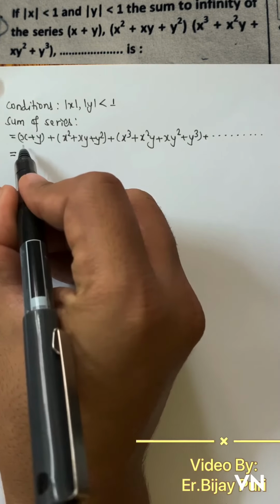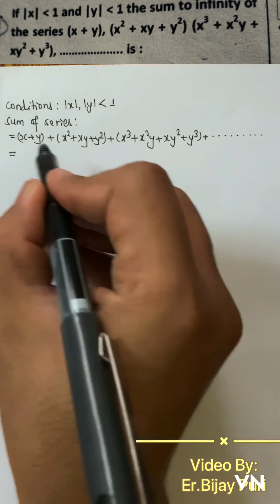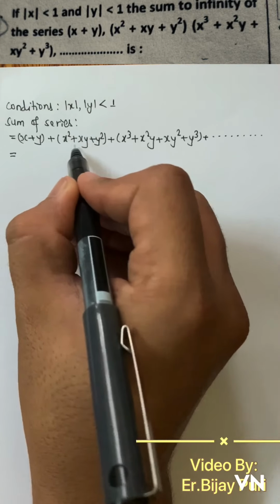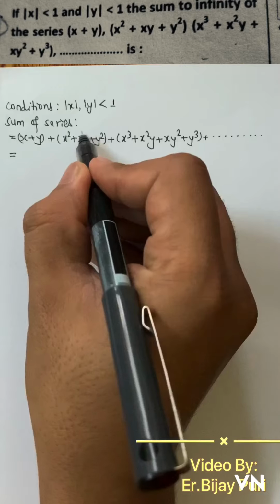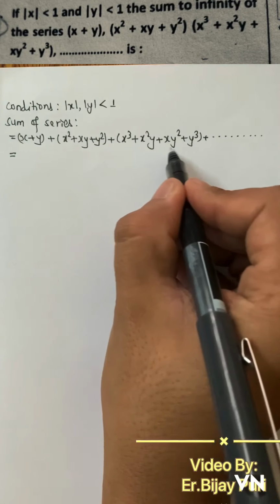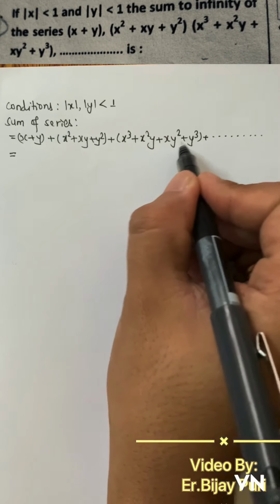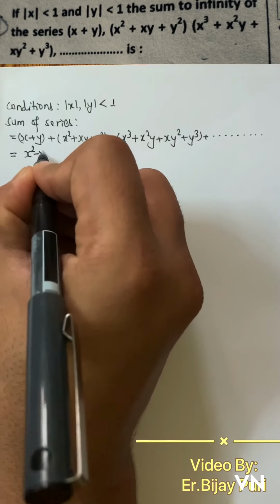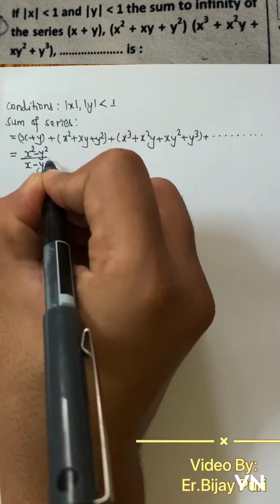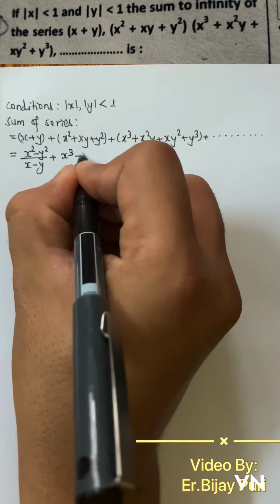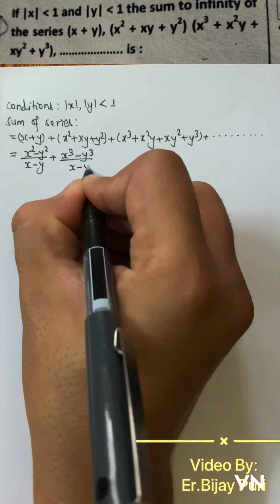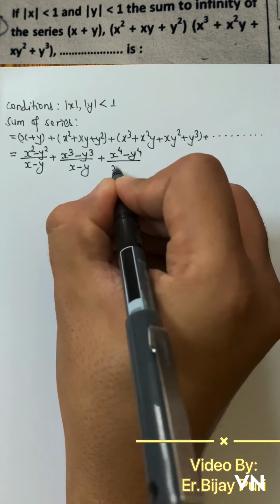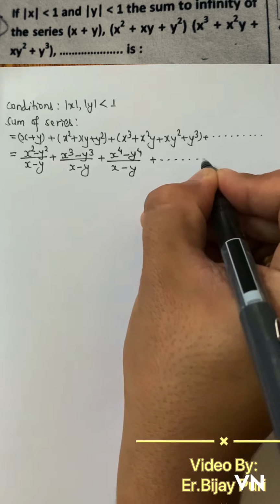So when I go through these terms, I find one similarity: when I multiply this term by x minus y, the result will be x square minus y square, and when I multiply this term by x minus y, the result will be x cube minus y cube. Similarly, when I multiply this term by x minus y, the result will be x to the power 4 minus y to the power 4. So we can write these terms as x square minus y square divided by x minus y. Similarly, this term is x cube minus y cube divided by x minus y. Similarly, this term is x to the power 4 minus y to the power 4 divided by x minus y, and the terms up to infinity.